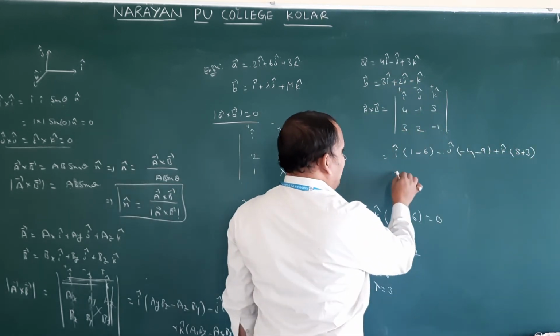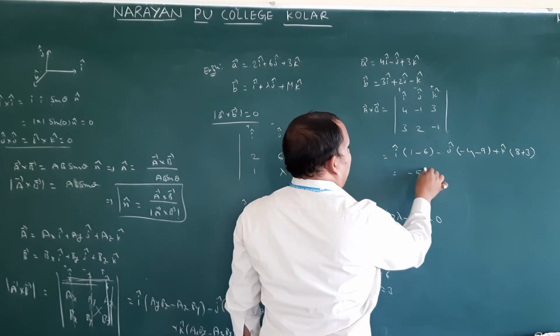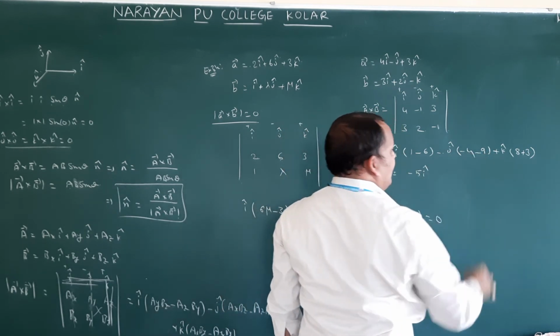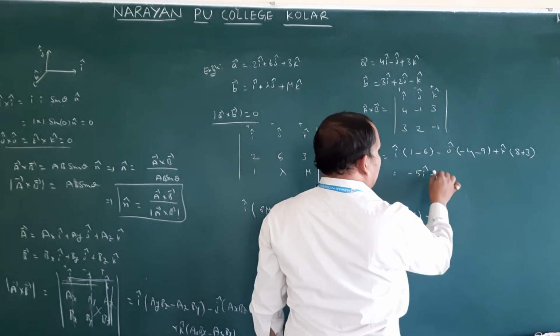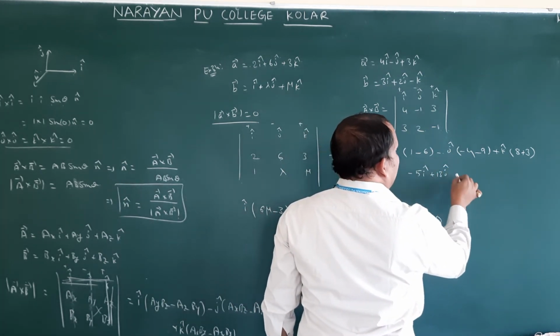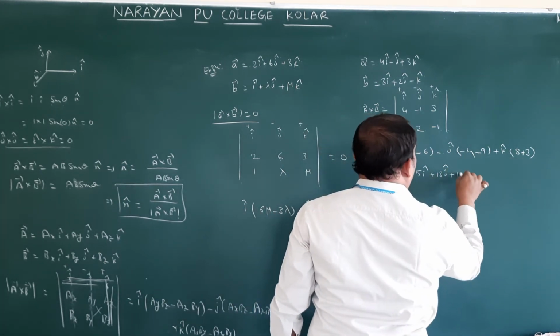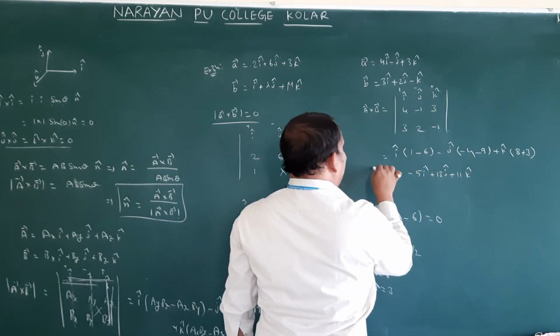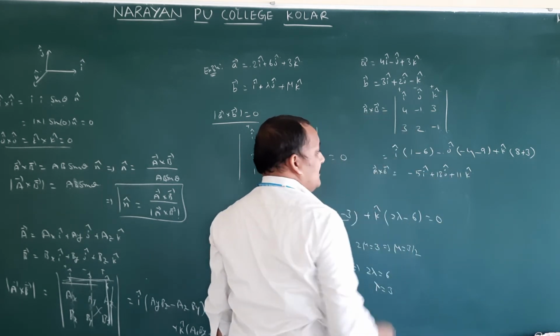Therefore, let's take directly, I am writing 1 minus 6, minus 5 I cap. So minus 4, minus 9, minus 13, minus plus 13 j cap, 8 plus 3, 11, 11 k cap. This is A bar plus B bar.